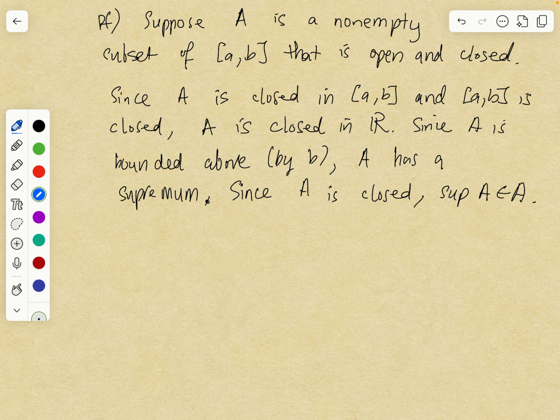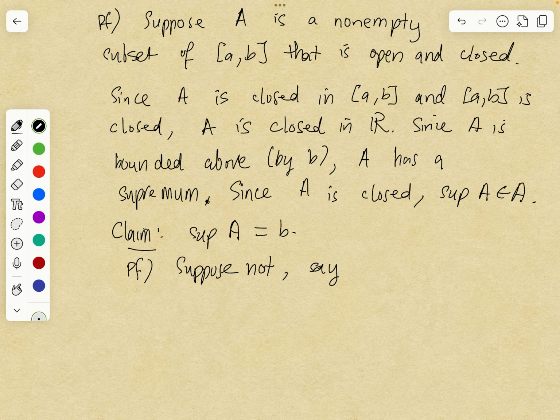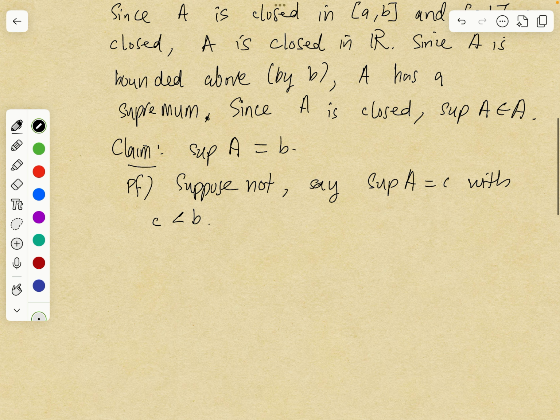So the supremum is in A, but now the idea is that the supremum of A must be B. So why must it be B? We claim that the supremum of A is B. The proof of this is, suppose that it weren't. Say the supremum of A is C, with C strictly less than B. Well, here's where we use the condition that A is open. Let's say B is here and C is here. Your supremum C is in A, right? But since A is open by hypothesis, it contains some ball centered at C.